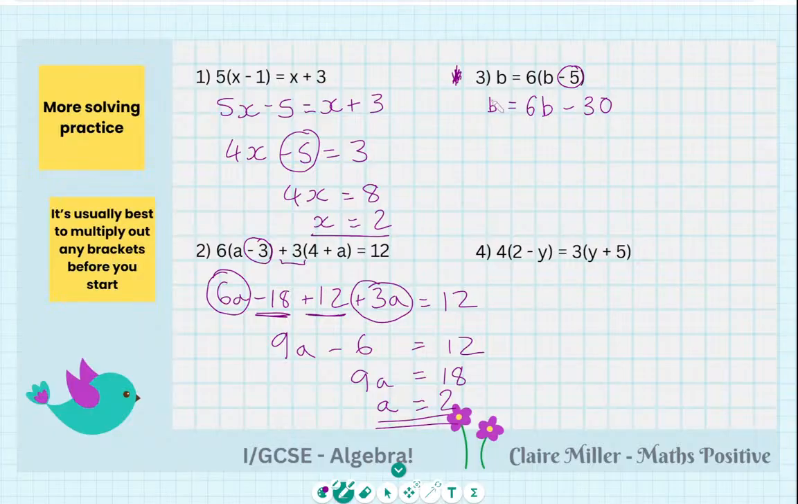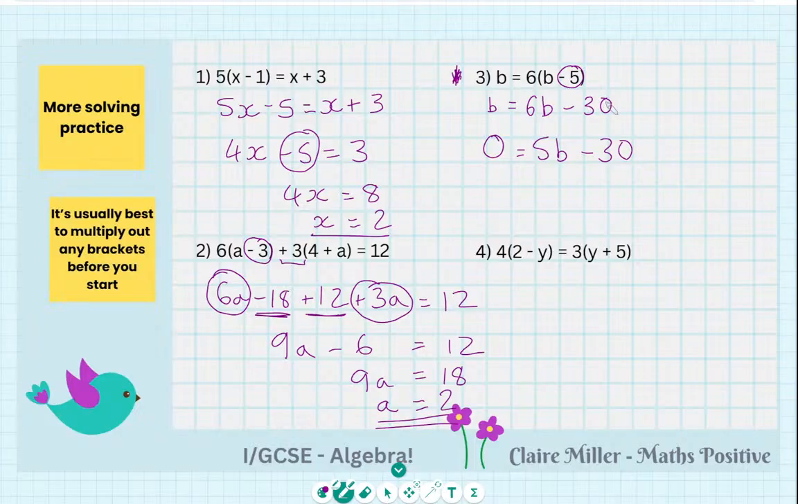Don't forget, 1b take away 1b is 0. And we must put that in, otherwise the equation is going to look like it's not an equation anymore, and it's going to be a bit confusing. 6b take away b is going to be 5b, and then the minus 30 stays as it is.